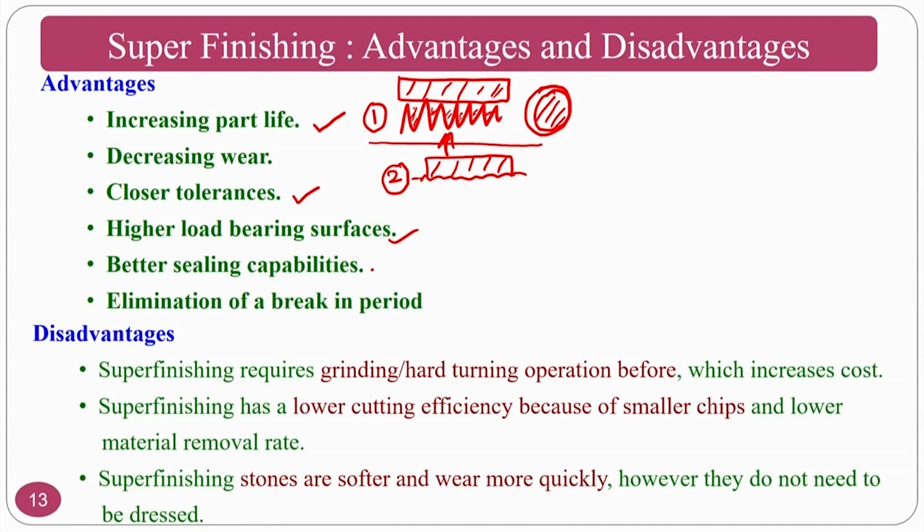Disadvantages: super finishing requires a prior operation like grinding or hard turning, which is a costly process. And super finishing has a lower cutting efficiency because the chips that you are generating are very small. So, if the chips are very small, what will happen? The specific energy requirement will be more.